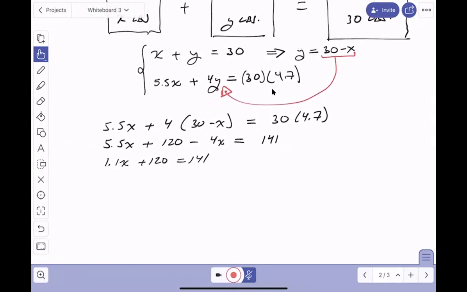Don't give up though. A lot of students will say, oh, I can't do it. I can't do it. You want to try. Don't give up. Right? Resilience is a characteristic of success. So let's see. 5.5x, 4 times 30 is 120, minus 4x. And 30 times 4.7, I said 47. 3 times 47 is 120 and 21, 141.